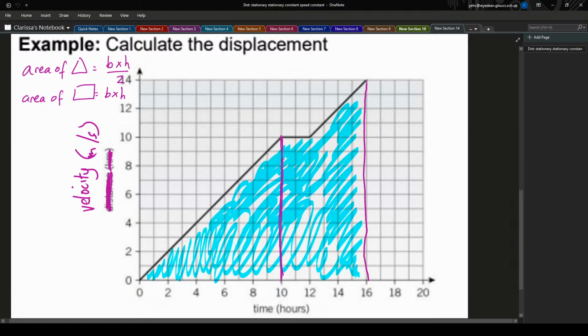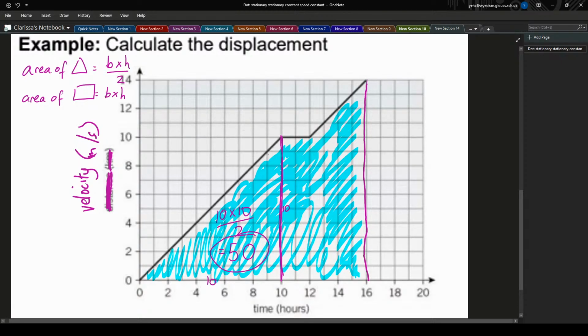So let's calculate the area of this triangle then. Base times height divided by 2. The base is 0 to 10, so the base is 10. The height is 0 to 10, so the height is 10. So it's base times height, 10 times 10 divided by 2. So it's 100 divided by 2. The area of this section is 50. So I'm going to just circle that.